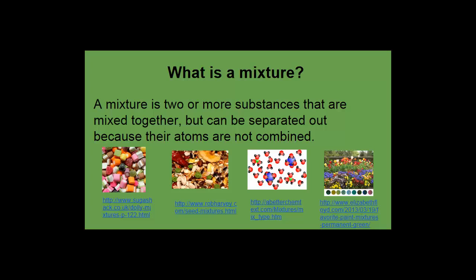A mixture is when two or more substances are mixed together and can be separated out because their atoms are not combined. In the pictures below, you will see candy, nuts, molecules, and flowers. These are only a few examples of substances that can be separated easily. Another would be sand and iron filings. Due to the magnetic attraction of iron, separating these substances could be easily done using a magnet.